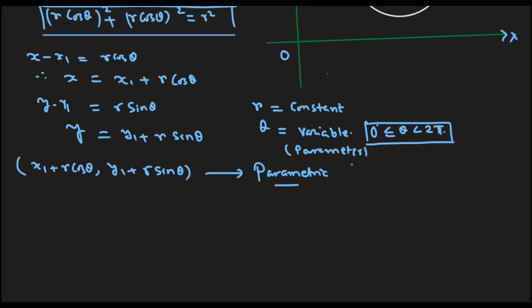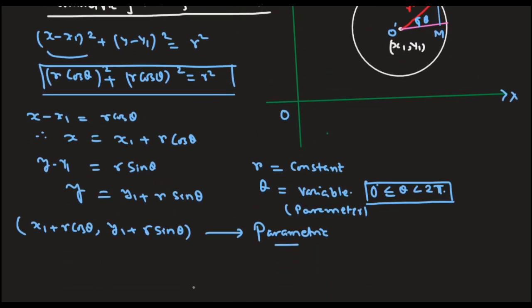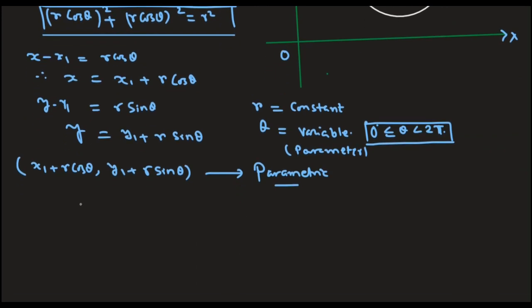Everything depends on theta. For different values of theta you are getting different points. Now, if the center is not (x1, y1) but actually the origin (0, 0), so the equation of the circle is x square plus y square is equal to the radius square, in that case our center is the origin. So the general point will be like that: x1 is actually 0, so x cos theta plus y sin theta you can write.